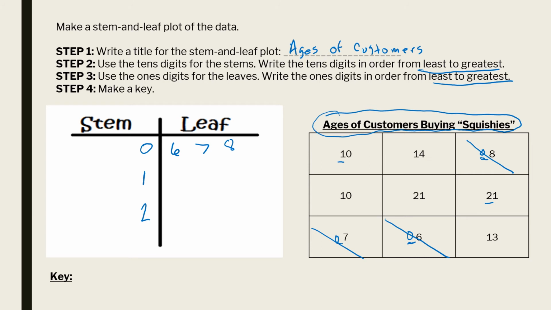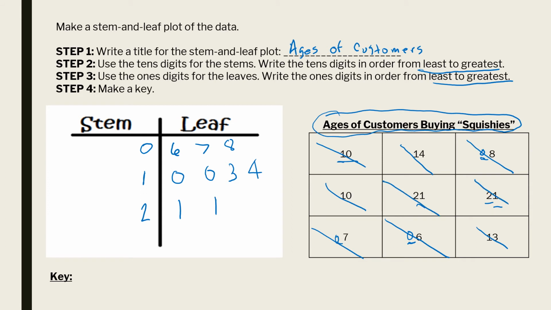Okay, then look at all my stems for the 10. I've got a 0 for 10, another 0 for 10, a 13, a 3 for 13, and a 4 for 14. And last but not least, I have a stem of 2 and a leaf of 2 ones here, 21 and 21.